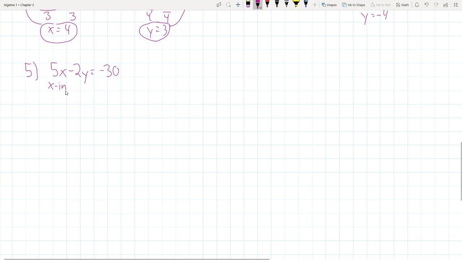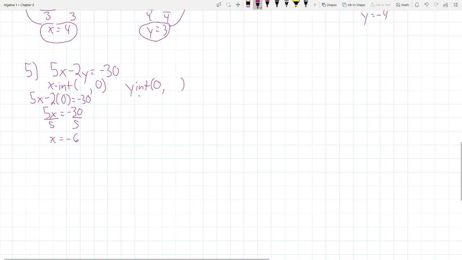My x-intercept, I don't know what the x is. I know that my y is 0 though. And for my y-intercept, I don't know what my y is, but I know that my x is 0. So I do 5x minus 2 times 0 equals negative 30. And so I get 5x equals negative 30. Divide both sides by 5. And I get x equals negative 6.